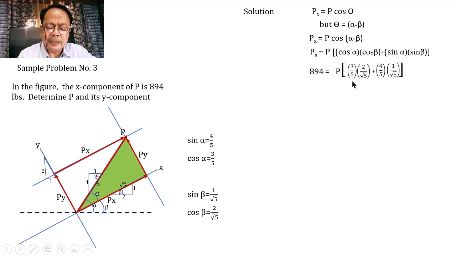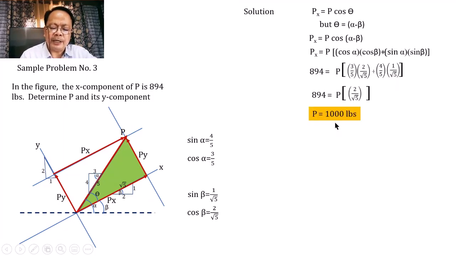So look at this, the terms inside the parentheses have the same denominator, which is equal to 5 times the square root of 5. Therefore, we can simply add their numerators as the product of 3 and 2 plus the product of 4 and 1. And so 3 and 2 will be 6, 4 and 1 will be 4. Therefore, I have 6 and 4 is 10. 10 and 5 will cancel. So what we have here is 894 multiplied by 2 over the square root of 5. And when you simplify, you can solve for p as equal to 1,000 pounds.